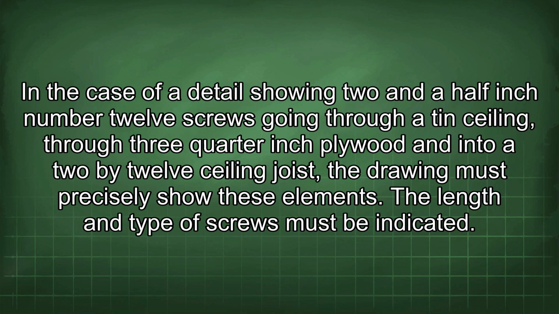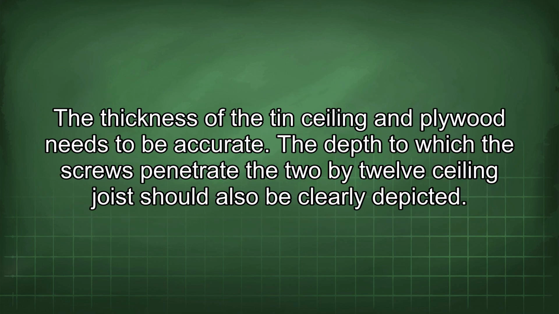In the case of a detail showing 2.5-inch number 12 screws going through a tin ceiling through 3/4-inch plywood and into a 2x12 ceiling joist, the drawing must precisely show these elements. The length and type of screws must be indicated. The thickness of the tin ceiling and plywood needs to be accurate. The depth to which the screws penetrate the 2x12 ceiling joist should also be clearly depicted.